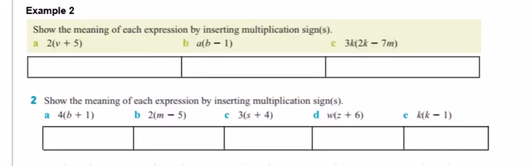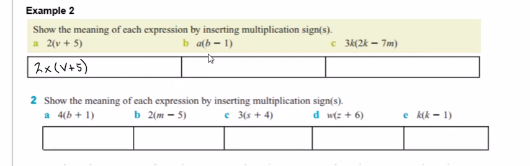Now here's an example where we're doing the reverse process. We want to insert the multiplication signs where they need to be. So you look inside the brackets, and we have a v plus a 5, so there's no multiplication signs there, but we can put one outside the brackets between the 2 and the brackets. So it would look like this: 2 times v plus 5.